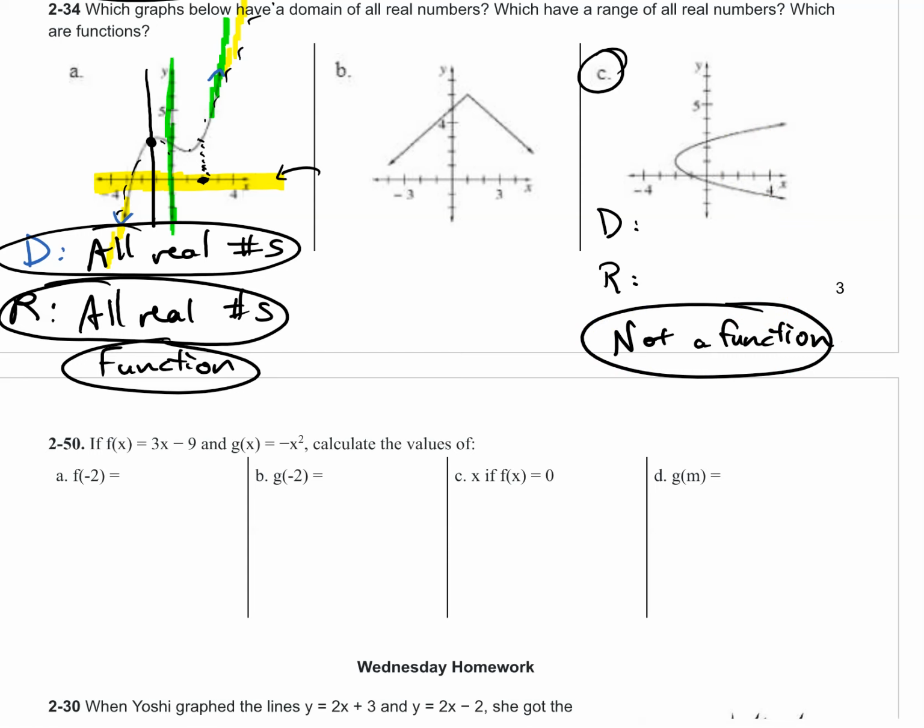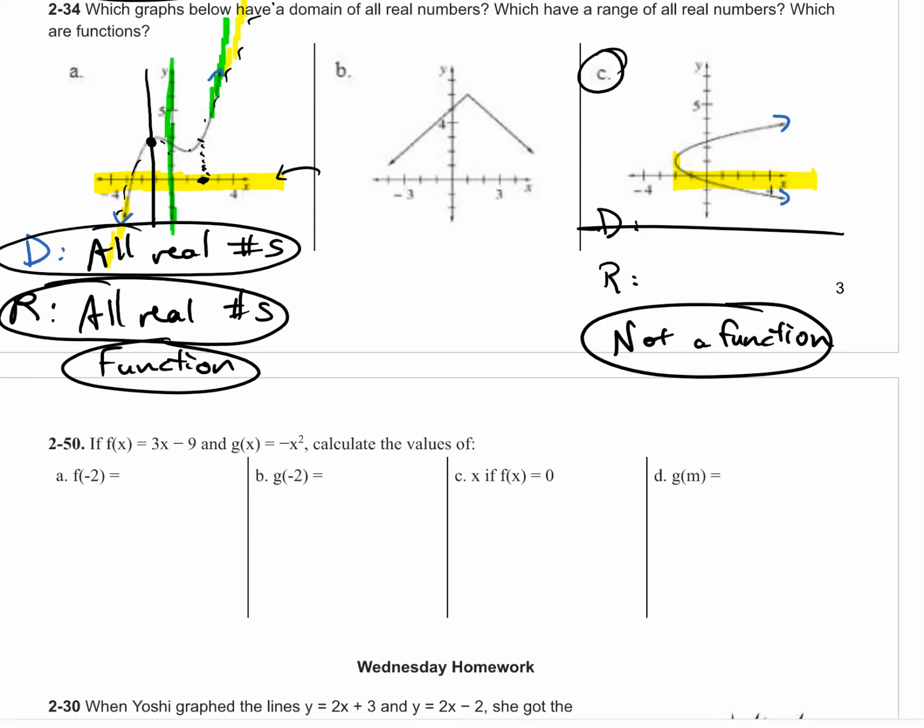Let's check the domain and range. Well, that's as far left as it goes on the graph, and then it goes forever to the right because of the arrow. So the domain is not the whole x-axis. So we'll cross that off. It's not going to be all real numbers.